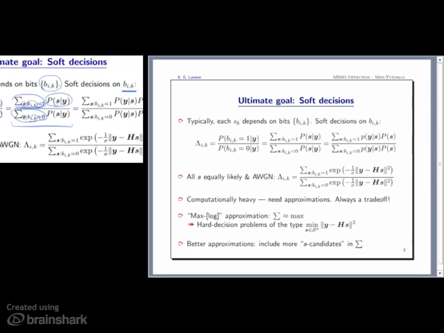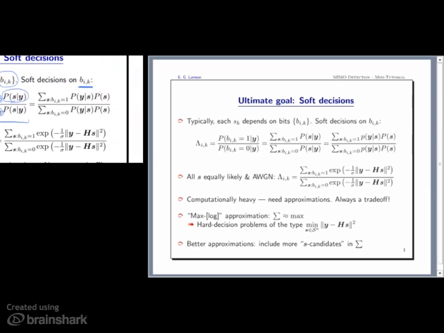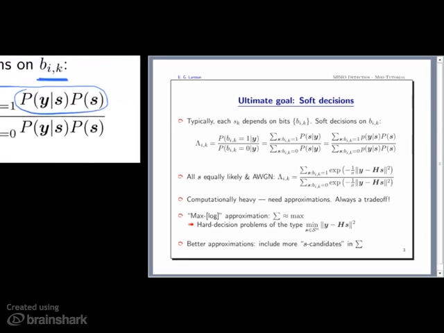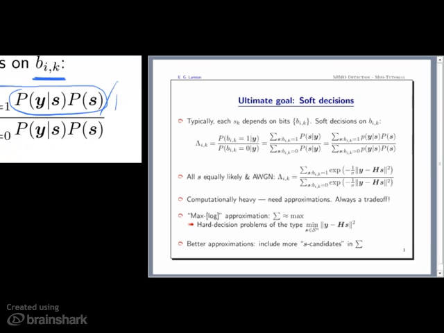This expression in turn can be written as follows. By using Bayes' rule, we can rewrite P of S given y as P of y given S times P of S. And of course here there is also division by P of y, but the division by P of y appears both in the numerator and in the denominator, so it cancels out.